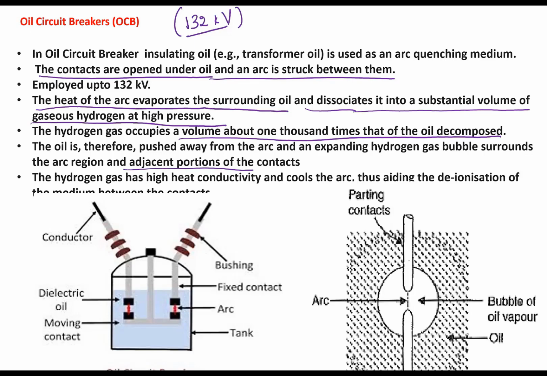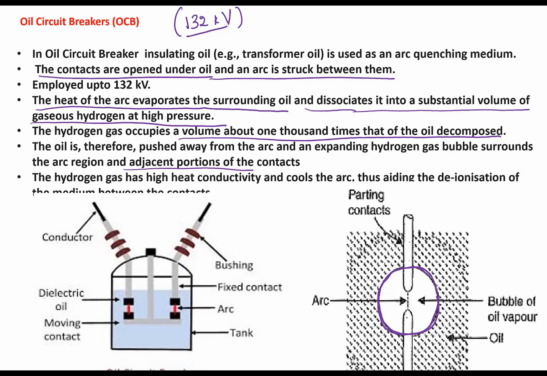So in this fashion, the arc bubble of vapor, as you can see in this image, is formed between the fixed and moving contact. This bubble of vapor, hydrogen gas, has excellent cooling properties. It will push the oil apart.